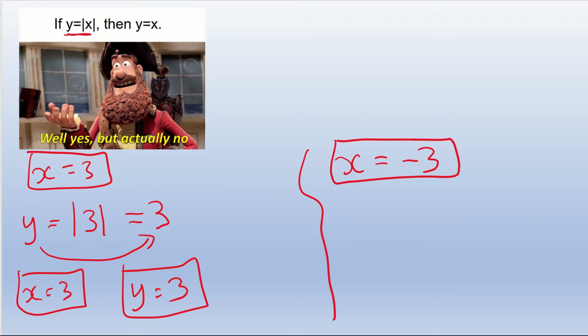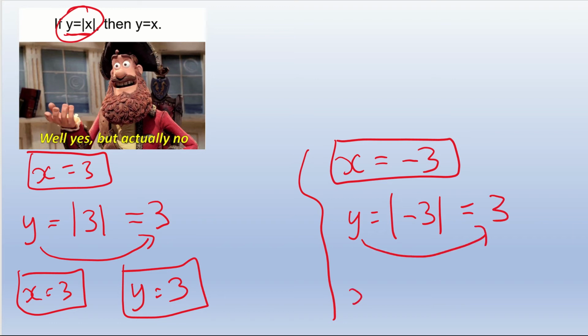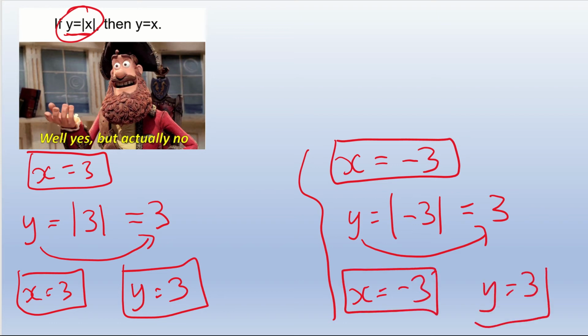All of a sudden we've got y is equal to the absolute value of x. So y is equal to the absolute value of minus 3. And as we know, the absolute value of minus 3 is positive 3. So my y is equal to positive 3. So if I write out what I have at the end, I've got x is equal to minus 3, but my y is equal to positive 3.